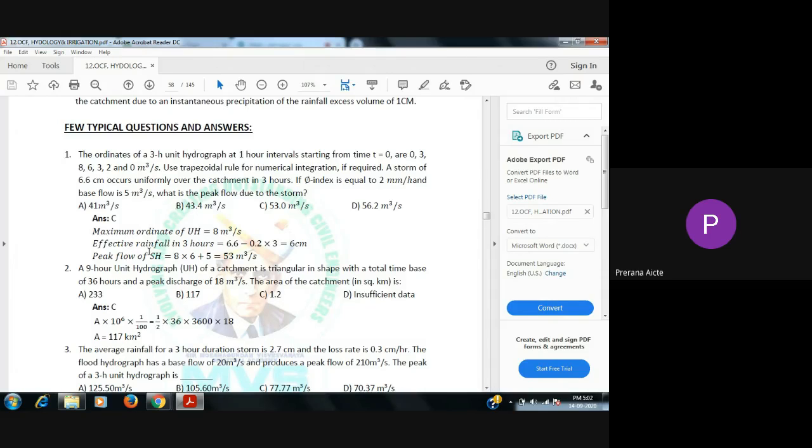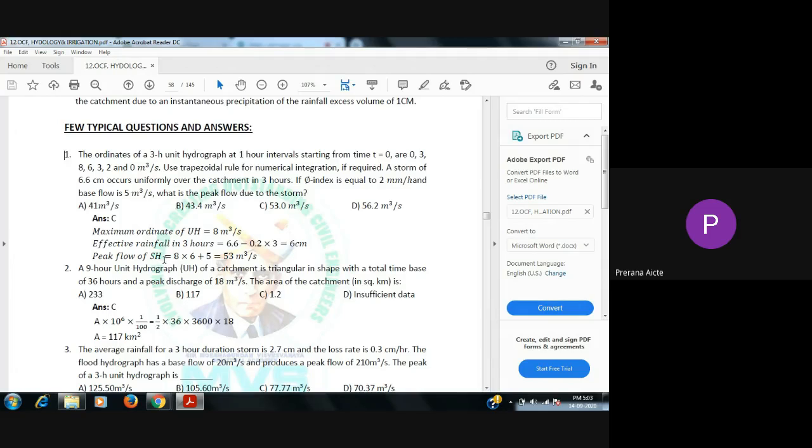So what is the effective rainfall in 3 hours actually? 6.6 centimeters occurs. It is total rainfall minus 0.2 centimeter per hour, which is the phi index, for how many hours? 3 hours. So 0.2 into 3, how much actually? 0.6 centimeter. So 6.6 centimeters minus 0.6, we will get 6 centimeters.